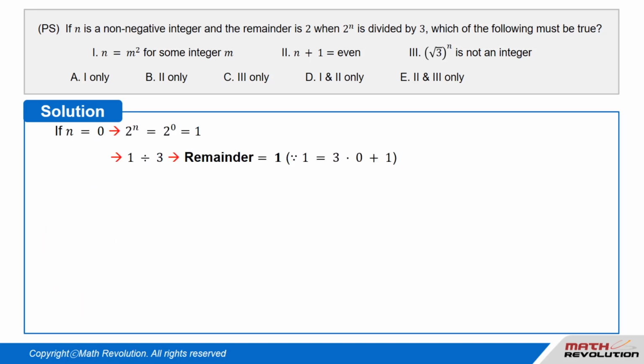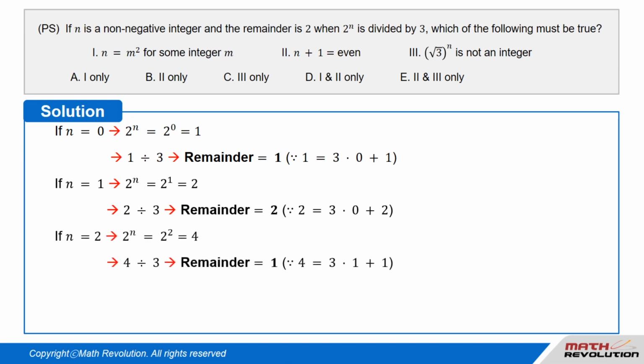If n equals 0, then 2 to the power of 0, or 1, divided by 3 will give 1 as the remainder, since 1 equals 3 times 0 plus 1. If n equals 1, then 2 to the power of 1, or 2, divided by 3 will give 2 as the remainder, since 2 equals 3 times 0 plus 2.